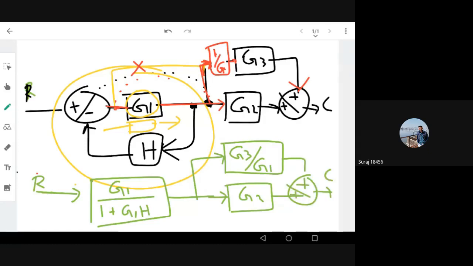Now we can see what will happen here. How can I reduce these two guys?